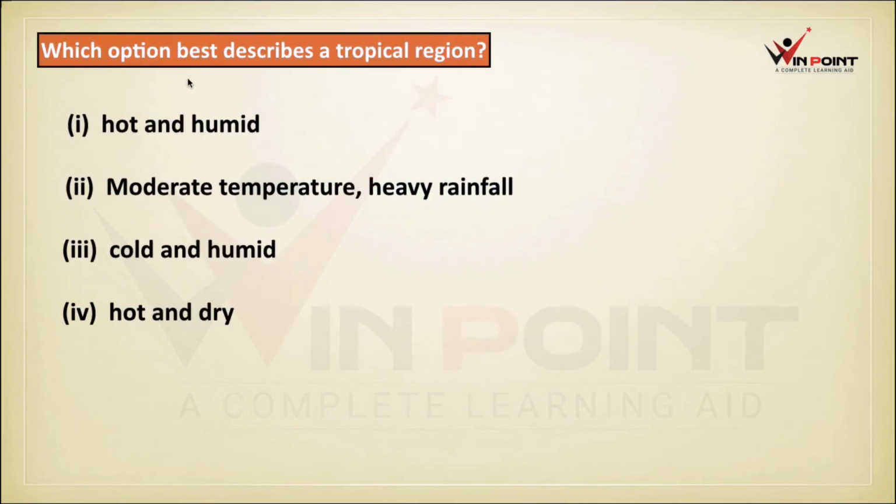Which option best describes a tropical region? Hot and humid, moderate temperature, heavy rainfall, cold and humid, hot and dry. Hot and humid.